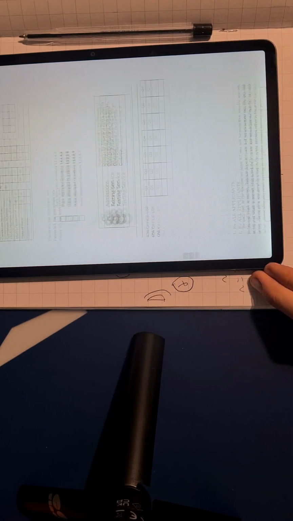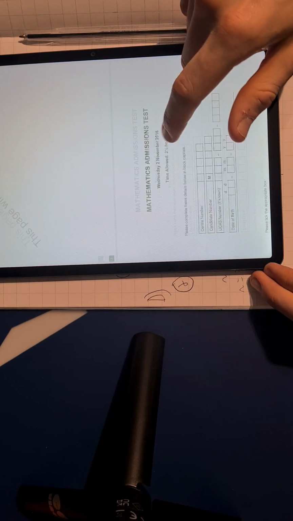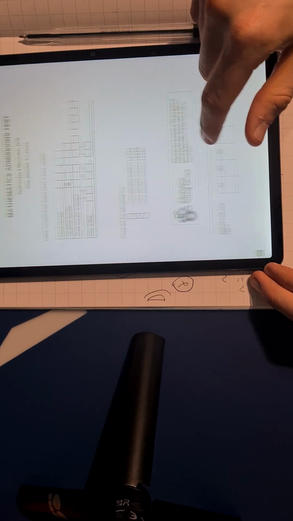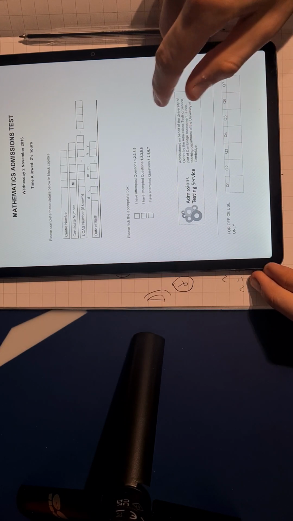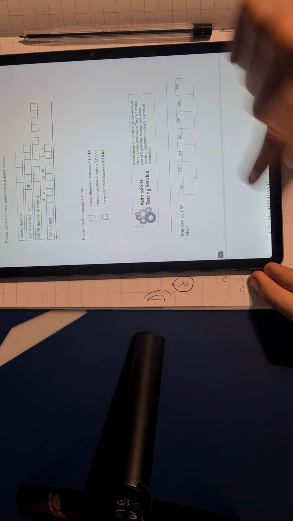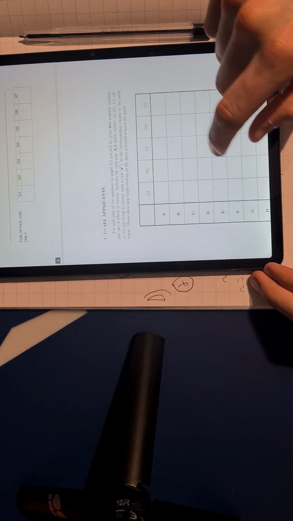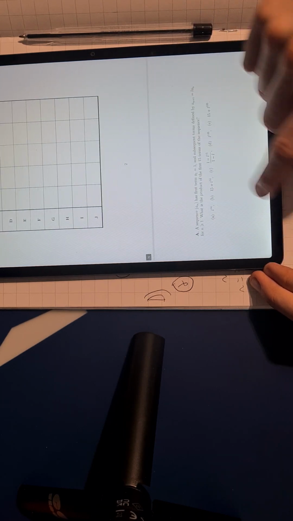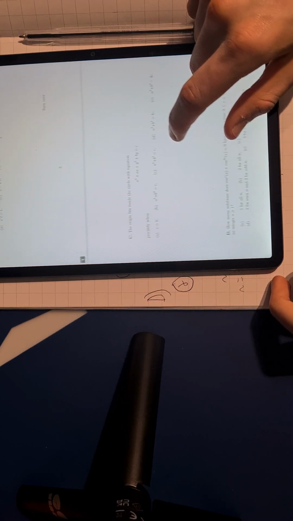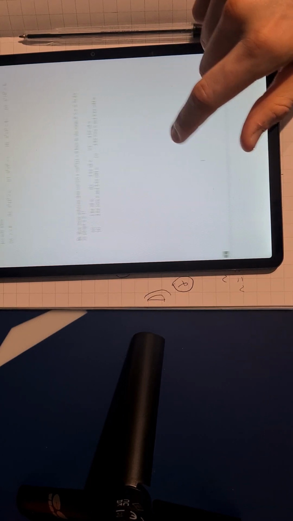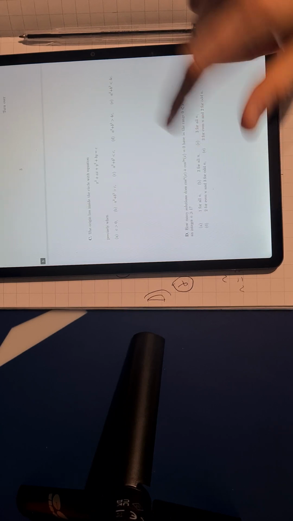But yeah, that was the first few questions of the maths admission test for 2016. You can find this on PMT, Physics and Maths Tutor, if you want to go yourself, or if you want to do the rest of them. And obviously you can confirm my answers by looking at the mark scheme for this too. But this was essentially my overview of it and my attempt.